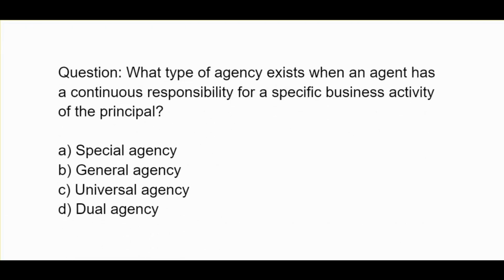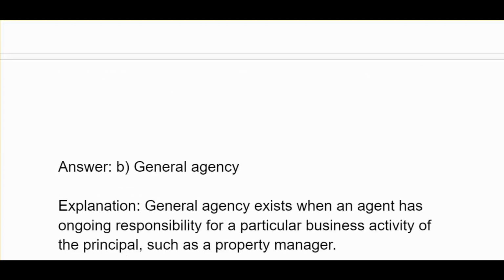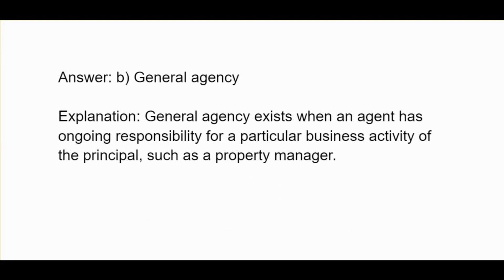What type of agency exists when an agent has a continuous responsibility for a specific business activity of the principal? B, general agency. General agency exists when an agent has an ongoing responsibility for a particular business activity of the principal, such as a property manager.